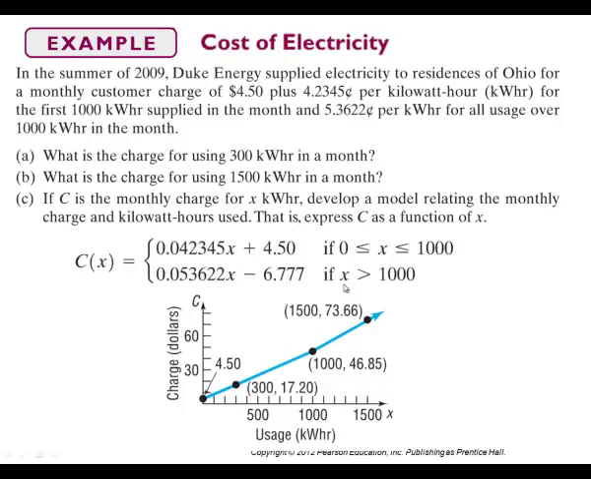So in that case, we would use 0.05362 times 1500 minus 6.777. So we want to find what is the charge for using 1500 kilowatt hours in a month. Okay, pause the tape and try to figure out which equation you use, and then try that.